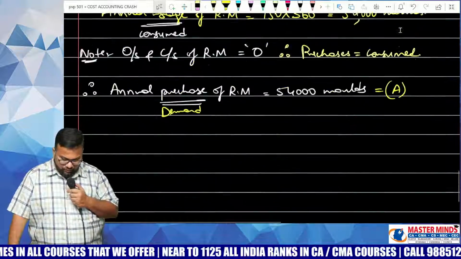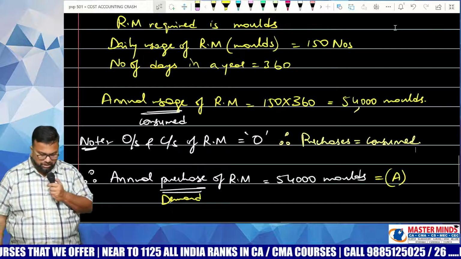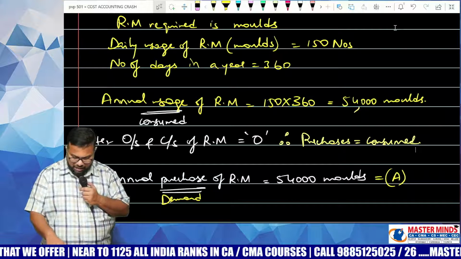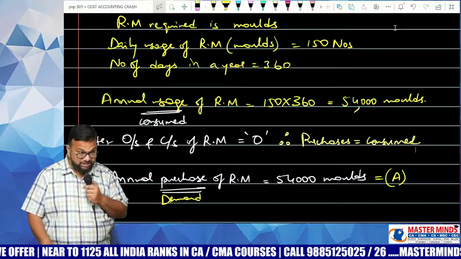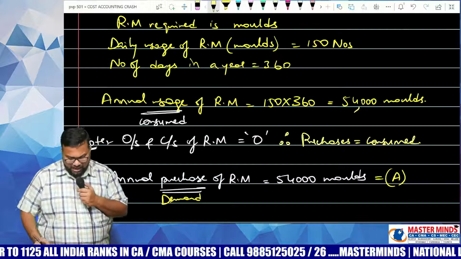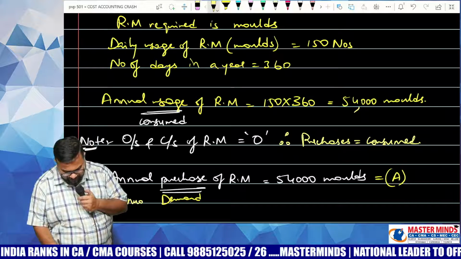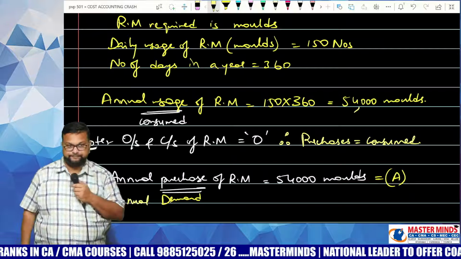So once annual usage of raw material is given, since opening and closing stock of raw material is not given, I will assume that annual usage is equal to annual purchases. Nothing but annual purchase of raw material will also be 54,000. This annual purchase can also be called annual demand, and it is generally represented with the letter A.